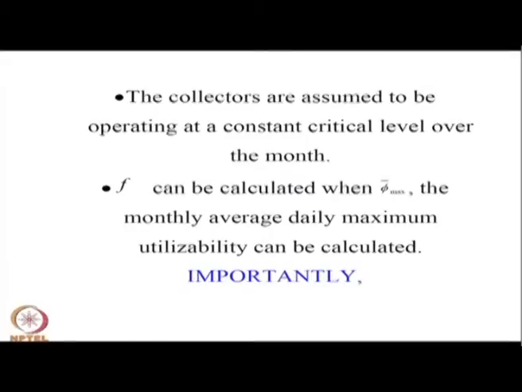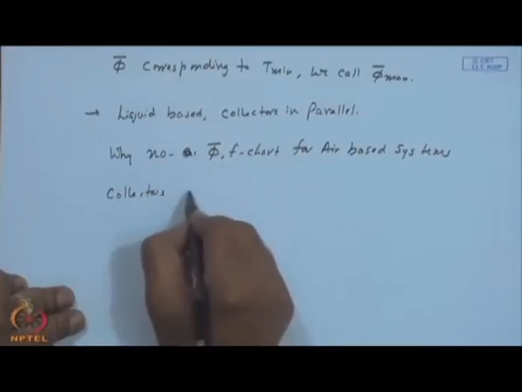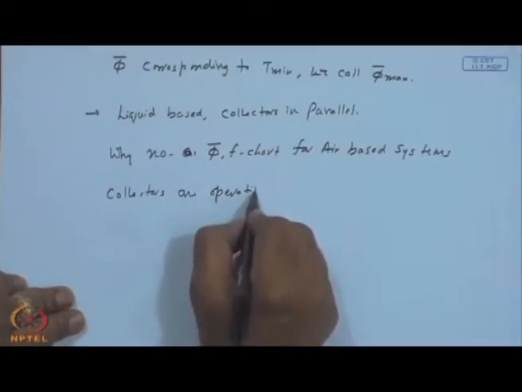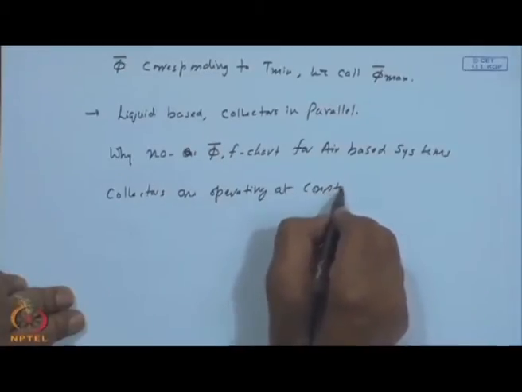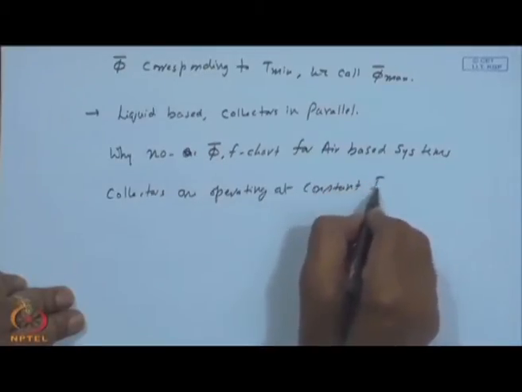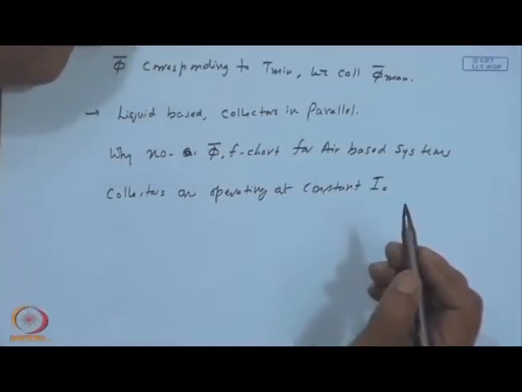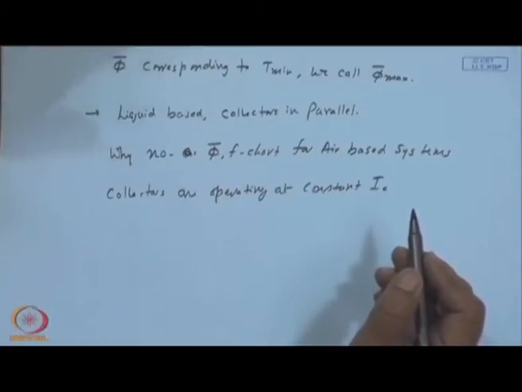And collectors are operating at constant IC. The average may be very much all right, and as I have said, that IC may be changing from IC 1 to IC 2.